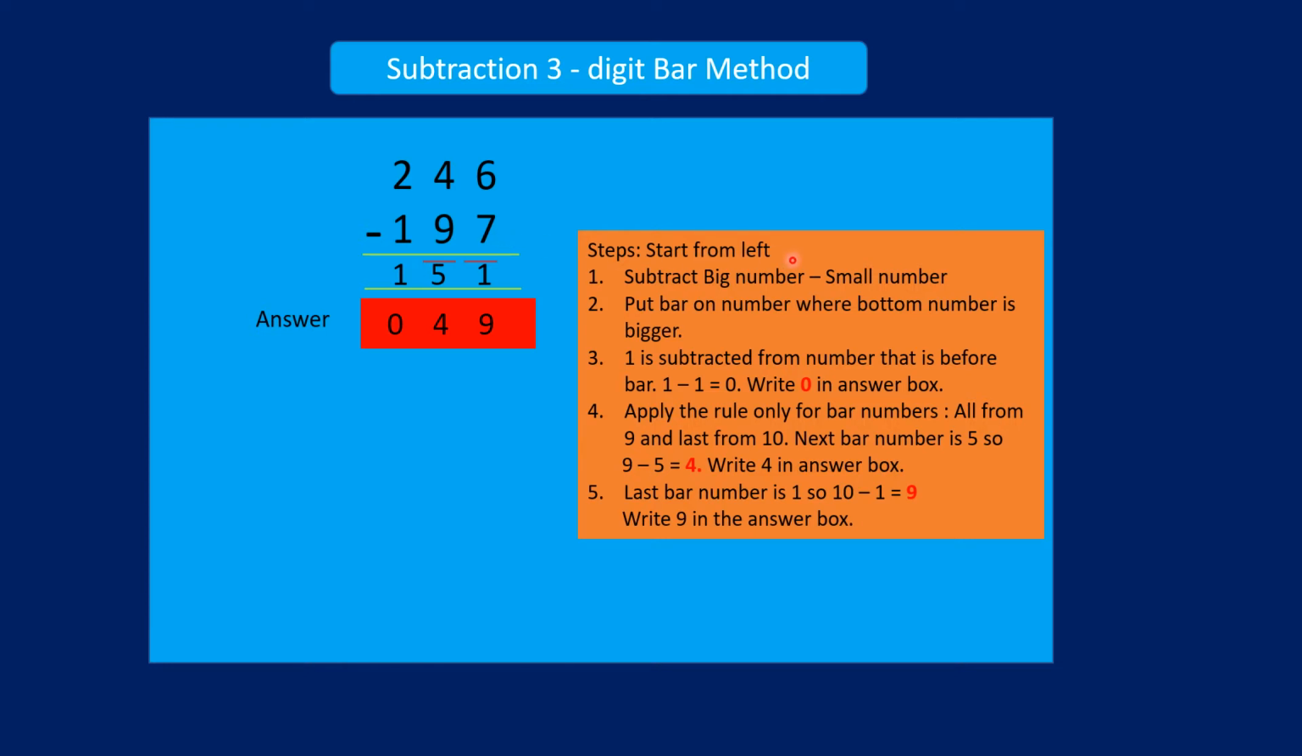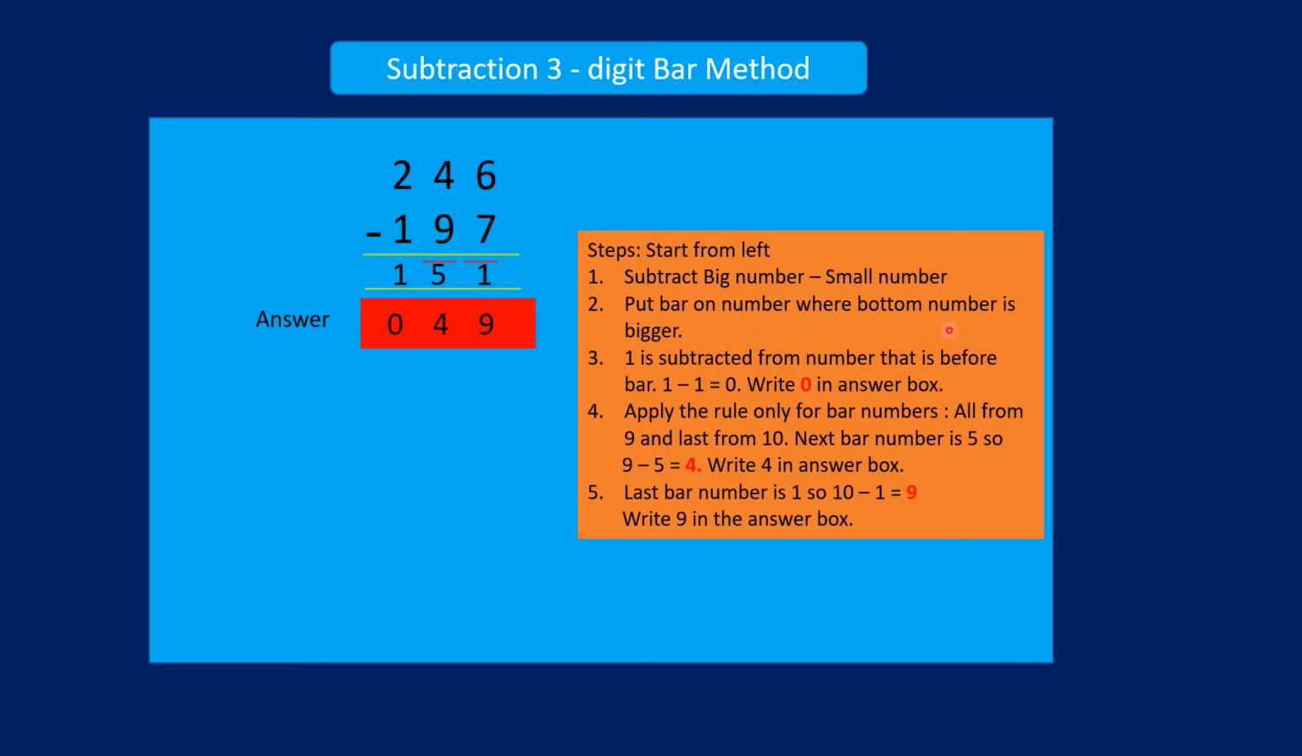We start from left. Subtract big number minus small number. 2 minus 1 is 1. Big number is at the bottom here, 9. 9 minus 4 is 5. And the big number is here at 7. 7 minus 6 is 1.